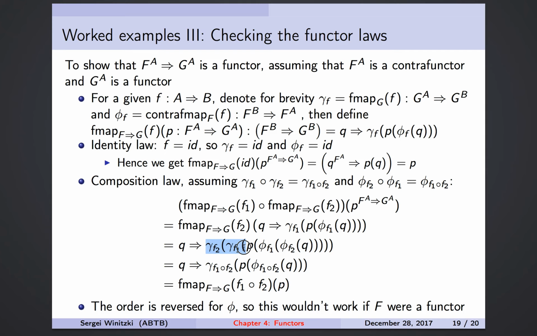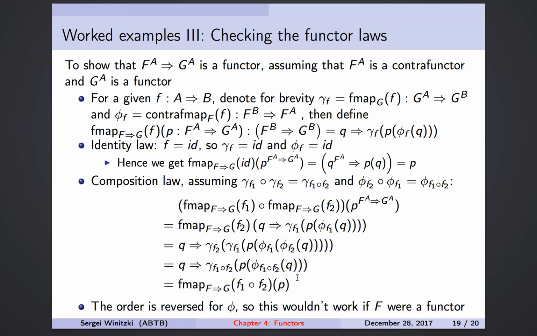Now those are compositions of gammas, so we can use the composition law that already holds for gamma and replace this by this, and also for phi. Note the order. For gamma it is this order, for phi it is the reversed order. And this is therefore exactly the same as what we would have if we apply the new fmap to the composition of functions f1 and f2. So then we have proved the composition law.